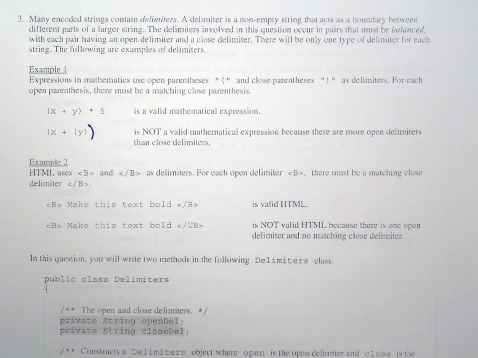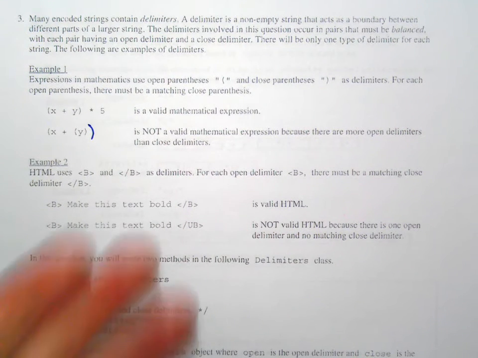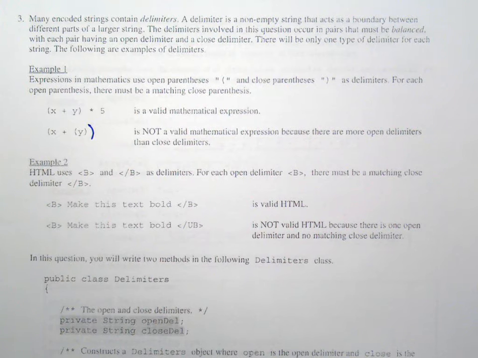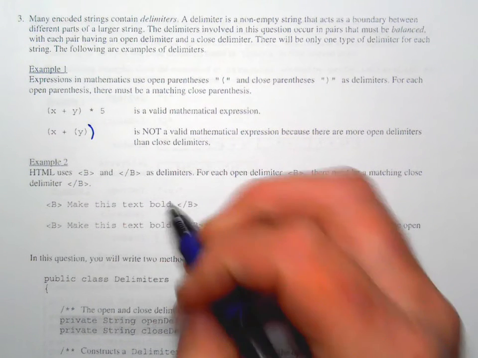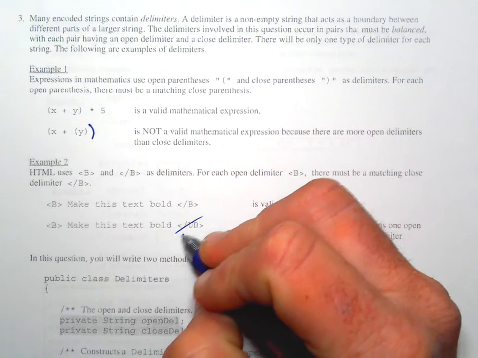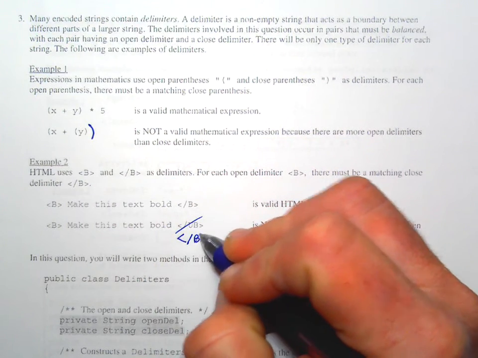HTML, which is a language used for websites, has this, which would be, I think, for bold lettering. Not that you need to know that. It has an open one and then a closed one. And they're in these sharp brackets. So they have to be closed. This doesn't work because it has to be the same. It has to be this.